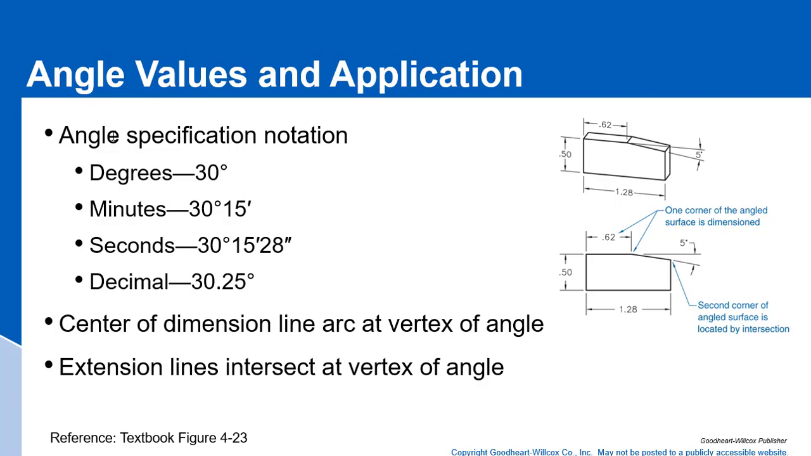Now, when we're talking about angle specification notation, 30 degrees is written like this. If you're writing it in minutes and seconds, this is what it would look like. But for the most part, most drawings use decimals. The center of the dimension line arc is at the vertex of the angle, so that's here. This dimension comes back to the vertex of the angle, and the extension lines intersect at the vertex of the angle, right there. So that's how we dimension an angle.